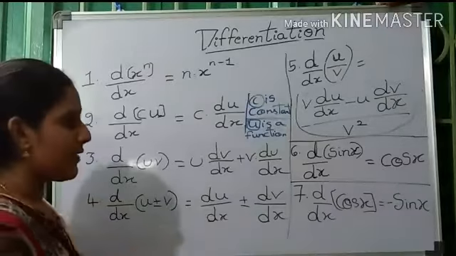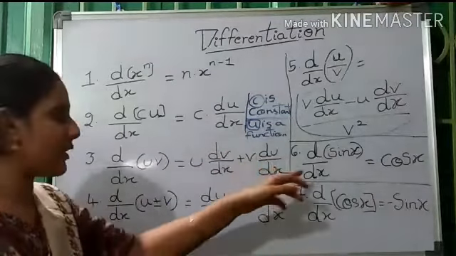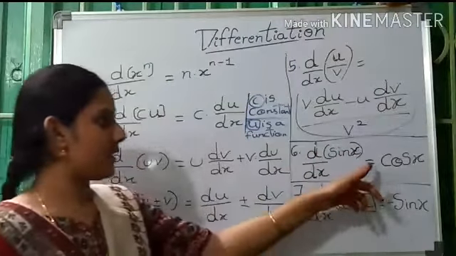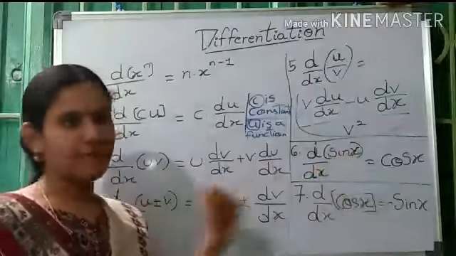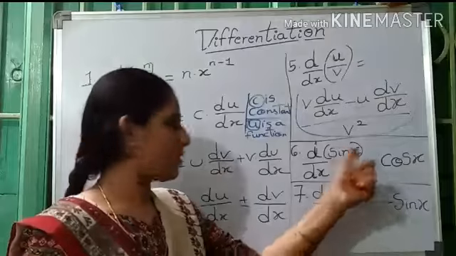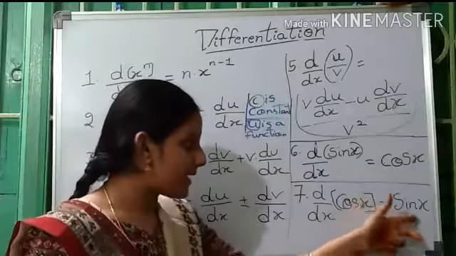Now let us see the derivatives, also called differentiation or derivative. These are derivatives of some trigonometric functions. d by dx of sin x is equal to cos x. d by dx of cos x is equal to minus sin x.